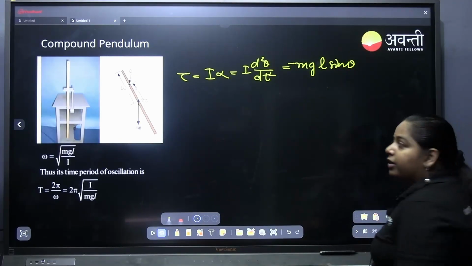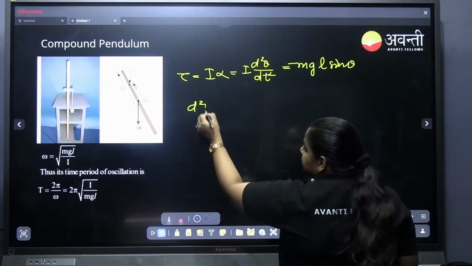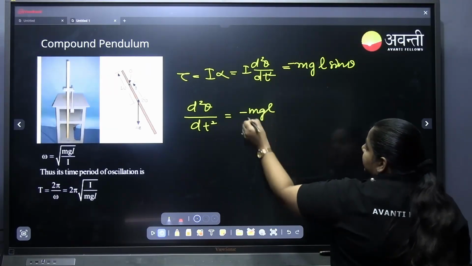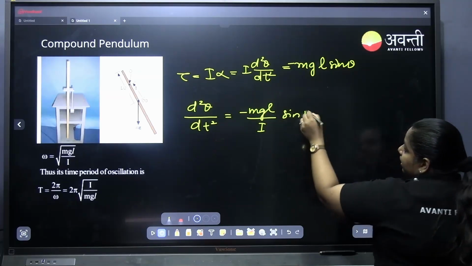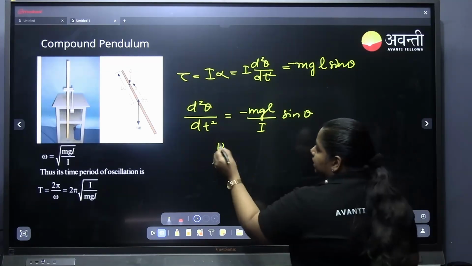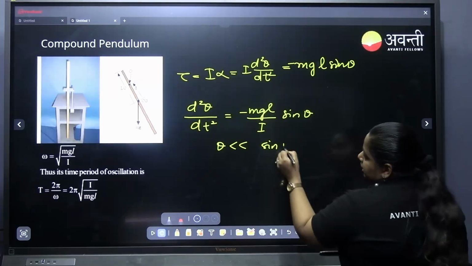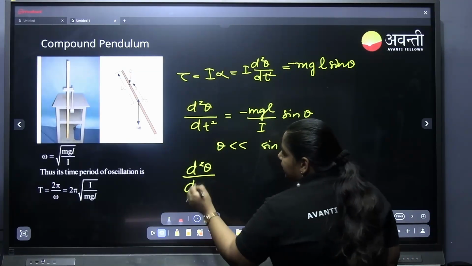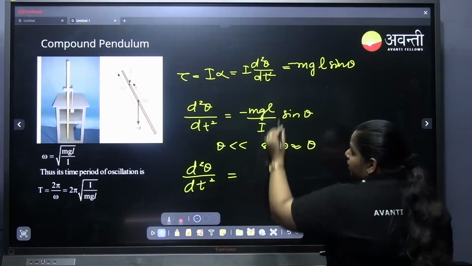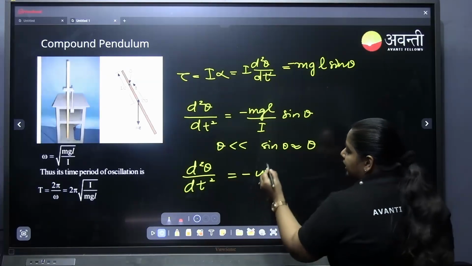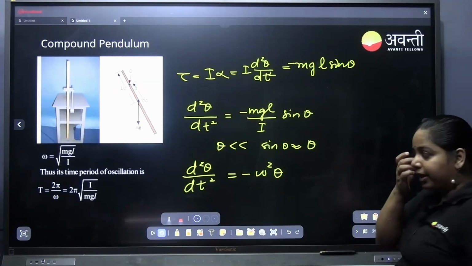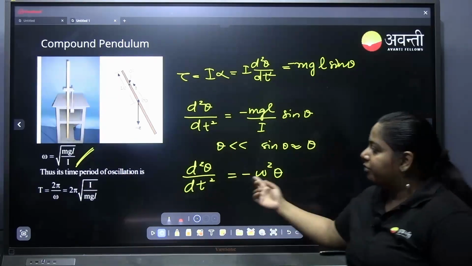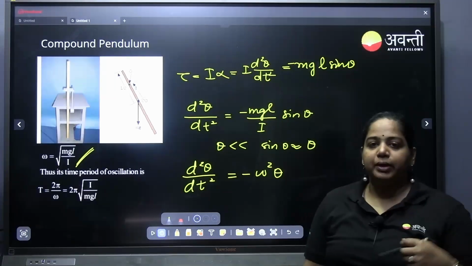Here it is the same, no difference. Just that d square theta by dt square will be equal to minus mgl by I sin theta. Upon taking the assumption that theta is very small, sin theta is approximately equal to theta, so you will further get d square theta by dt square equal to minus mgl by I theta, which we can write as minus omega square theta. So from this you will get omega square equal to mgl by I. Therefore the time period will be 2 pi root I by mgl.